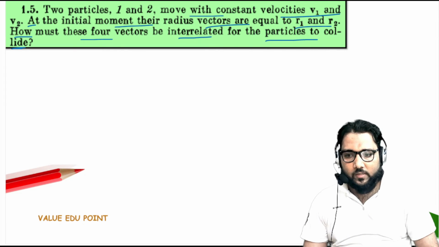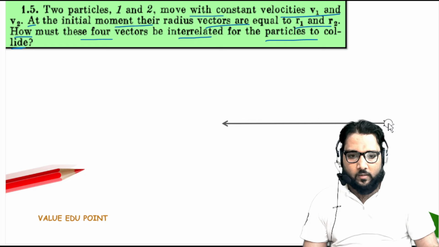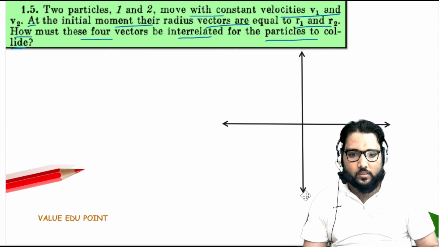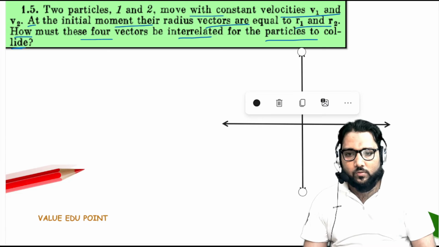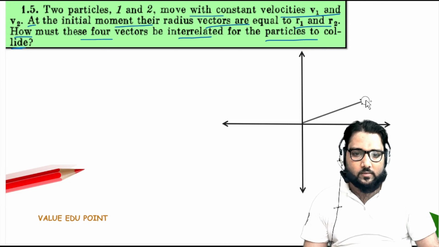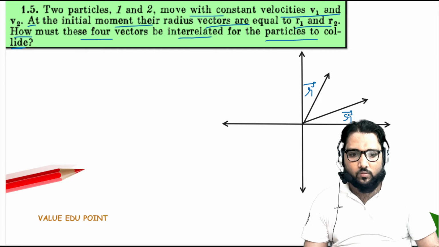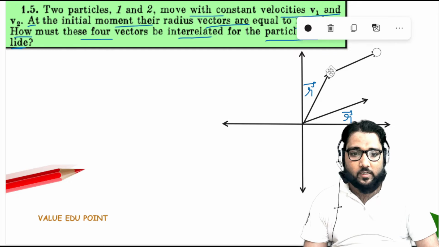So now what is happening, guys? Look at this. We draw our Cartesian geometry portion. Two particles here, with their velocity vectors given. The position vectors are r1 and r2. Suppose the particle goes in this direction, and the other particle goes in this direction, and they collide here.